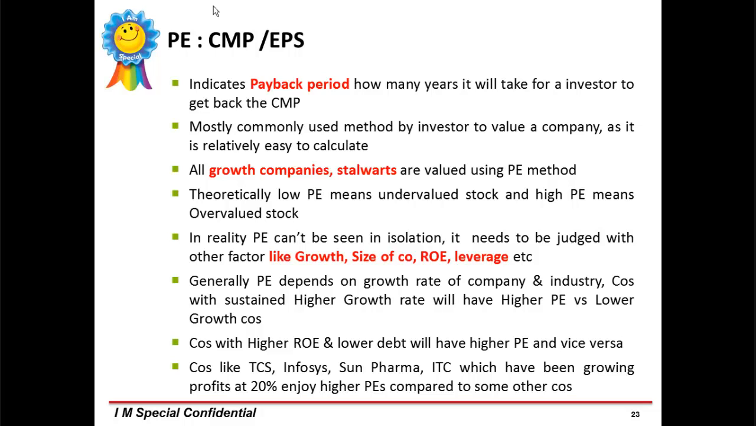When I say higher PE, it is generally one year forward. Generally, the market discounts earnings one year forward. So this is FY13, which is now over, so the market will discount FY14 earnings, that is one year forward earnings. On one year forward, TCS is trading at 20 times. Similarly, Infosys is trading at 18 times.